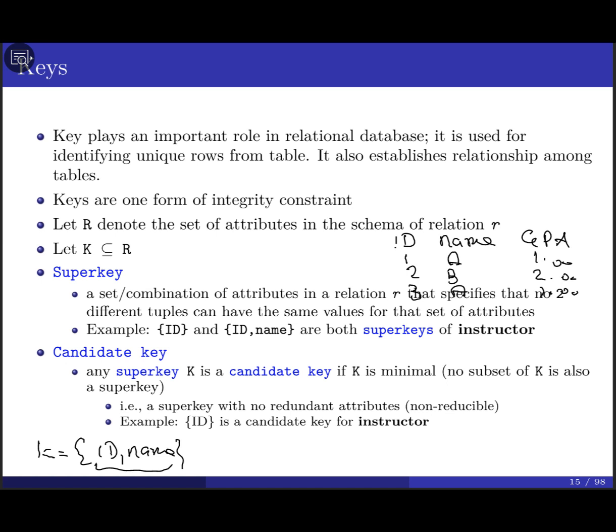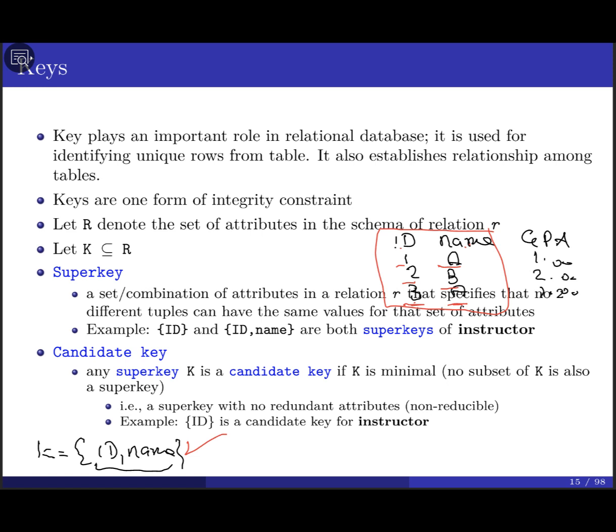Now I'm just focusing on this set of attributes. Did you find any two tuples that are going to have the same value for the ID and name? No. This one is going to have 1 and A. This one has a 2 and B. They are different. This one is going to have a 3 and A, but they are different because the ID and name have two different values. So in this case, I can say the ID and name are the super key.